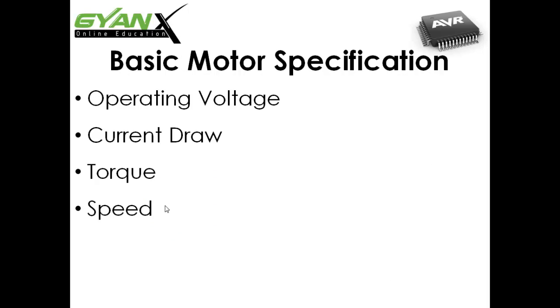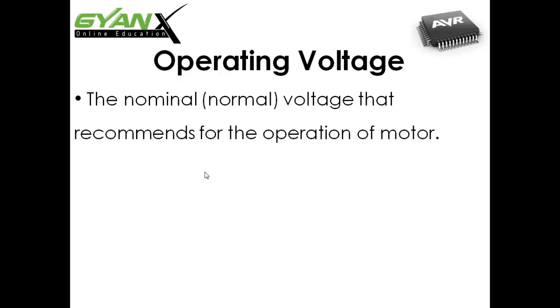In the basic motor specification, first of all we have to check the operating voltage, the current drawn by the motor, the torque of the motor, and the speed or rotation of the motor. Basically, the operating voltage is a nominal voltage that is recommended for the operation of the motor.